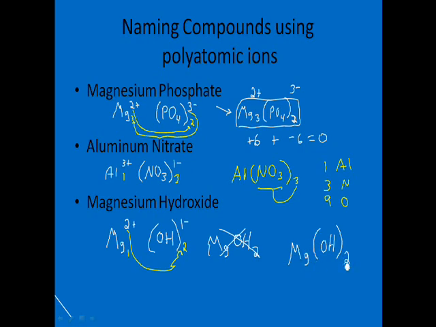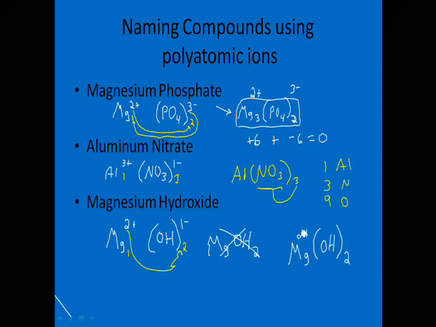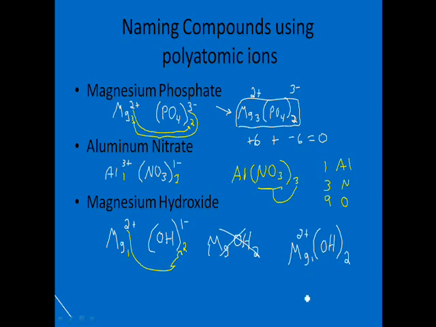And just to be complete, magnesium's a 2+. I have 1 of them. That's +2. Hydroxide is a -1. I have 2 of them. 2 times -1 is -2. And you can see that we balanced the charges nicely. And that's how you work with polyatomic ions.